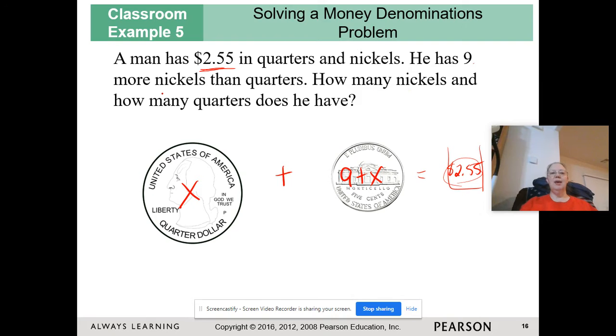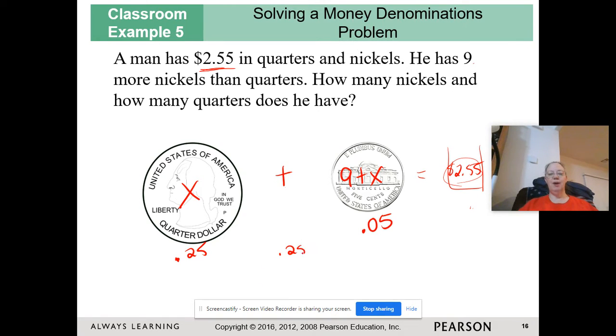And we know that a nickel is worth 5 cents. Be careful with this. Don't put 0.50. That would be 50 cents, so 0.05. And quarters are 25 cents each. And we're going to multiply, add, multiply. But again, we're not going to multiply anything times this one. It's just going to be the total amount of money.